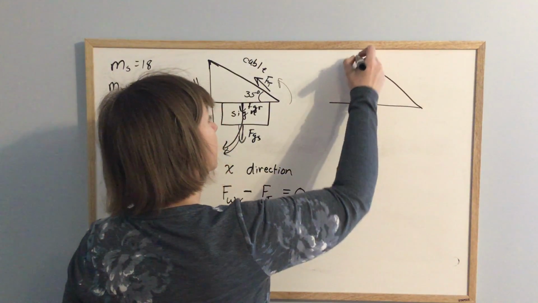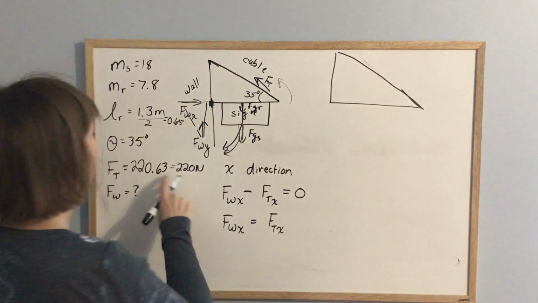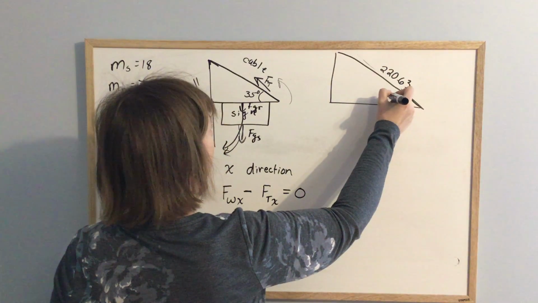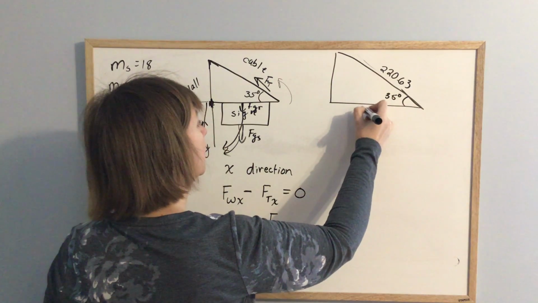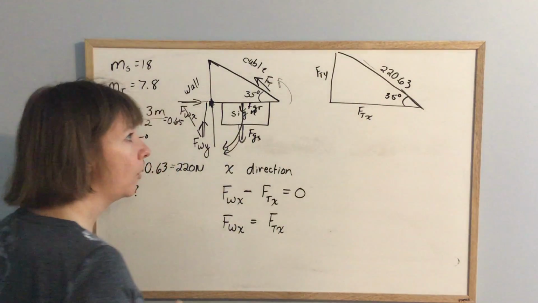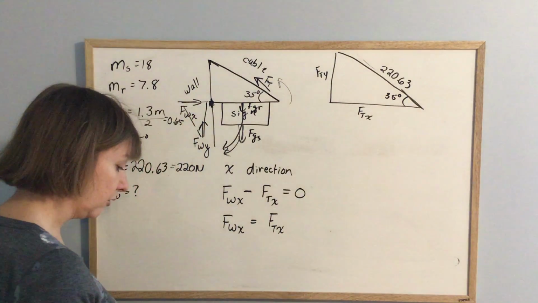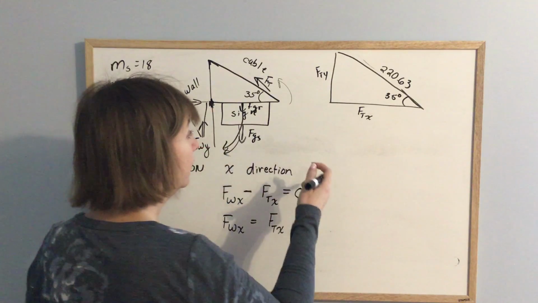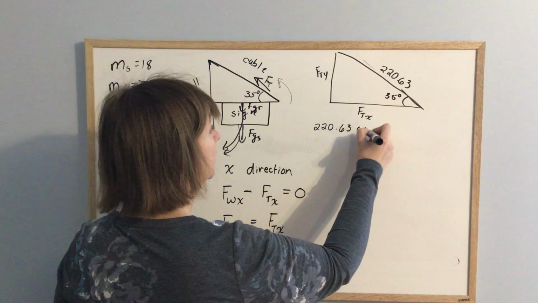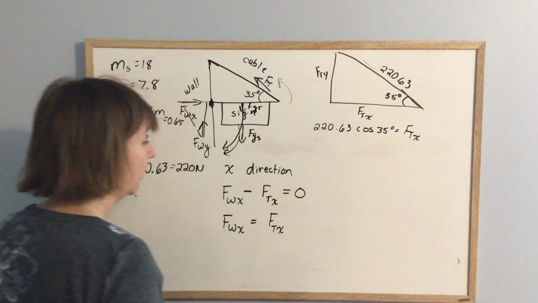So how do I figure out what that force of tension is? We know it now because we figured it out in the last one. The force of tension is 220.63. This angle is 35 degrees. So this would be my force of tension, the x component, and this would be my force of tension, the y component. So this is adjacent over hypotenuse, so that is cos. So I would do 220.63 times cos of 35 is my F_T x.